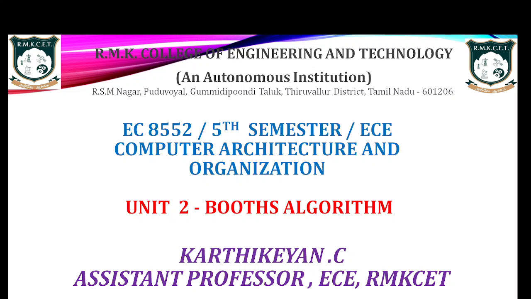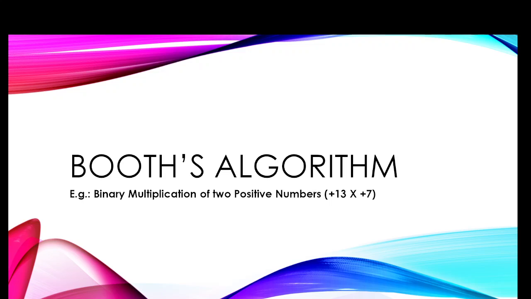Hello everyone. Now, in this session, we will be discussing your second unit, Booth's algorithm. In order to compute arithmetic operations, especially multiplication, in the processor, we will be using one algorithm named Booth's algorithm. The purpose of Booth's algorithm is to perform multiplication of different numbers. One might be your multiplicand and the other might be the multiplier.